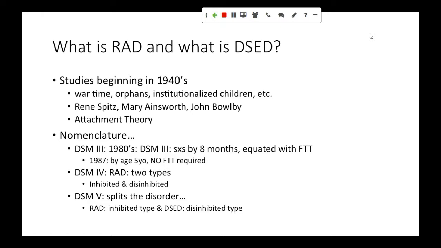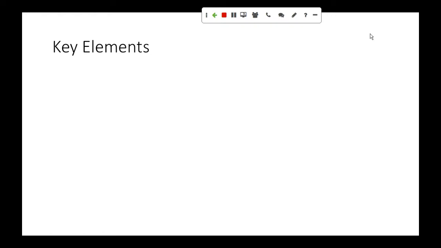Okay, so fast forward to the last 30, 40 years. The first time this appeared in the official nomenclature of mental health was in 1980 in DSM-3, where it was equated with failure to thrive. You had to have the symptoms by age 8 months. By 1987, they said as long as it's there by age 5, and you don't have to be a failure to thrive baby. By DSM-4, we had two types of reactive attachment disorder, inhibited and disinhibited, and then in DSM-5, as I said, it split into two different types. All right, so what are the key elements of these disorders?